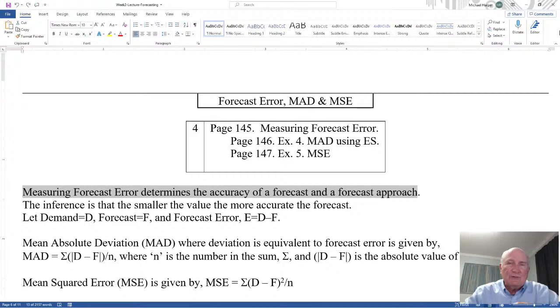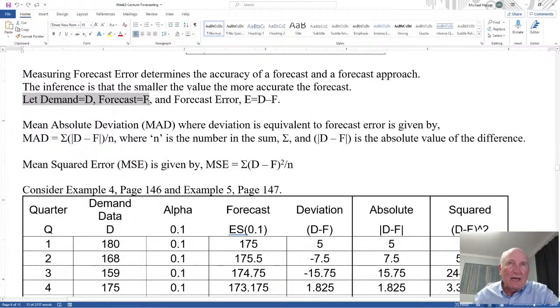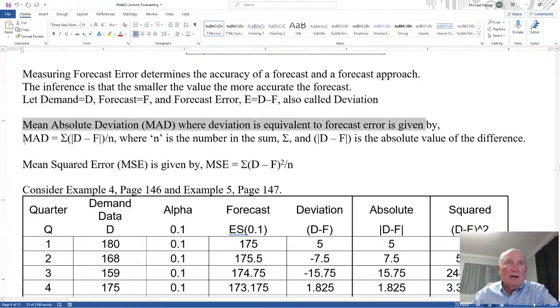Well, these two are measures to address this issue. First of all, the inference is that the smaller the value of mean square error or MAD, the more accurate the forecast. Let the demand be D, the forecast be F, and the forecast error be D minus F. As a matter of fact, D minus F is also called the deviation. And that's why the mean absolute deviation, well, deviation is the same as this error. Error, deviation mean the same thing. So the MAD is the sum of the absolute value of the errors over n. If you take the sum of the absolute values over n, that's the average.